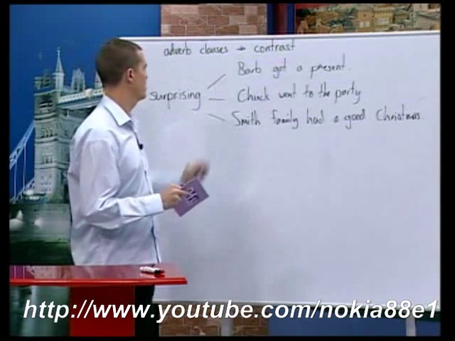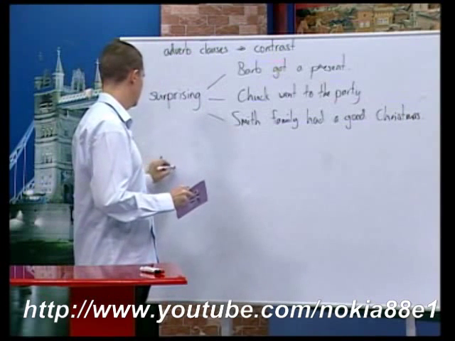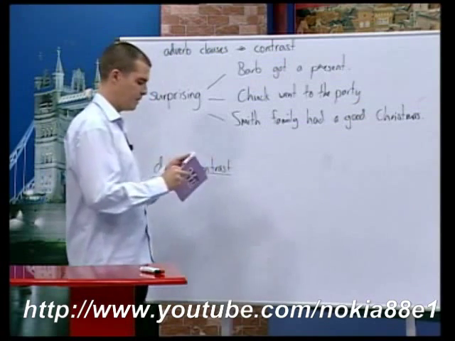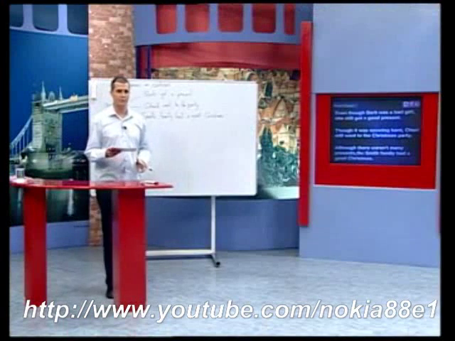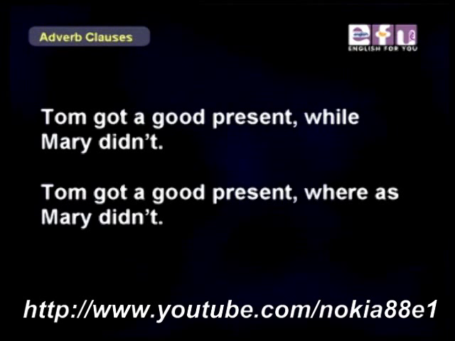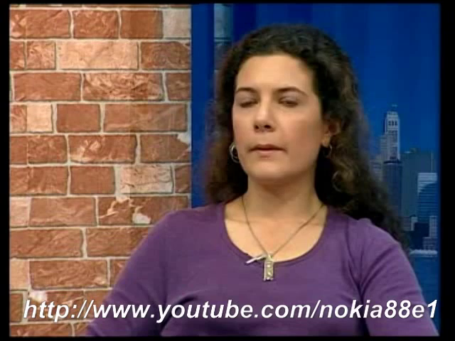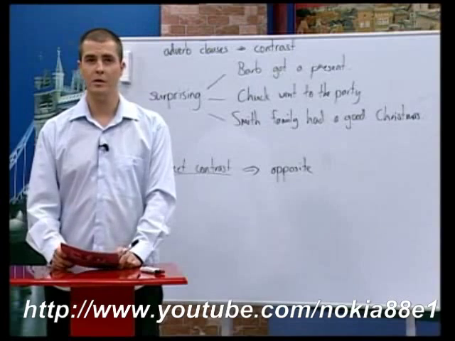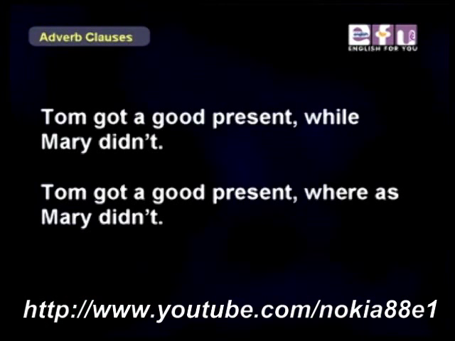Okay, the second is adverb clauses of direct contrast. We've got this contrast. Now we have direct contrast. Adverb clauses of direct contrast. Here are some examples. Tom got a good present while Mary didn't. And Tom got a good present whereas Mary didn't. The two clauses in these sentences are opposites. In the main clause, something good happened. Tom got a good present. In the adverb clause, something bad happened. Mary didn't get a good present.